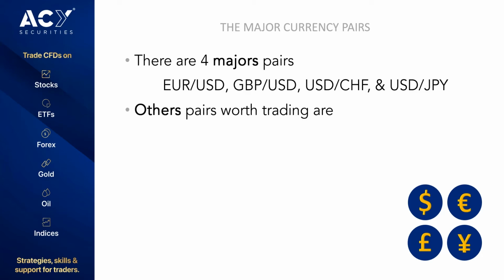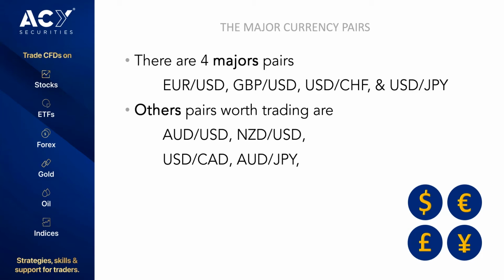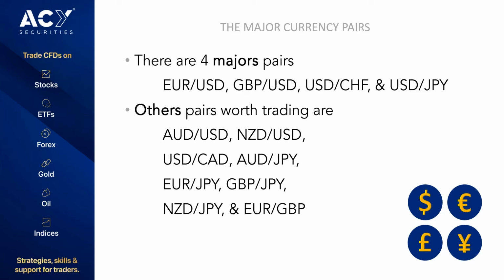And other pairs worth trading are the Australian dollar to the US dollar, the New Zealand dollar to the US dollar, the US dollar to the Canadian dollar, the Australian dollar to the Japanese yen, the euro to the Japanese yen, the pound to the Japanese yen, New Zealand dollar to the Japanese yen, and the euro to the pound.